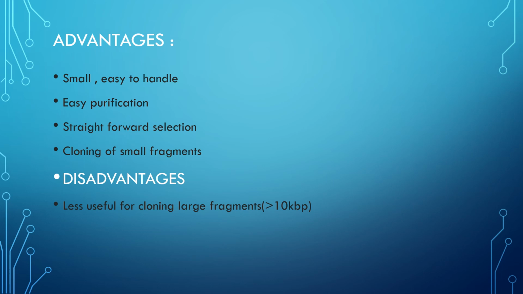Advantages of plasmid vectors. These are small and easy to handle, and also easy to purify. They are straightforward in selection and cloning of small fragments. Disadvantages of plasmid vectors. These are less useful for cloning large fragments, which are greater than 10 kb.